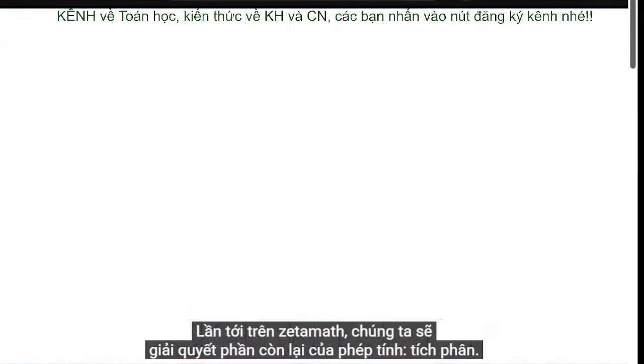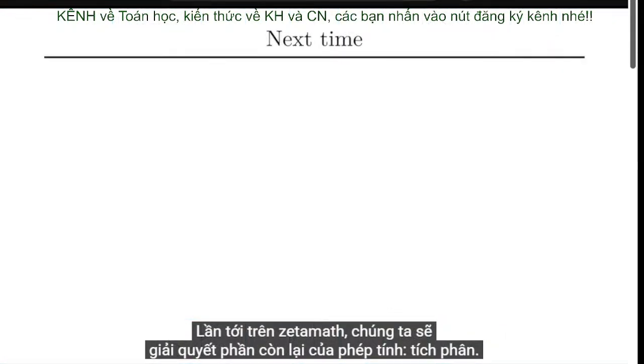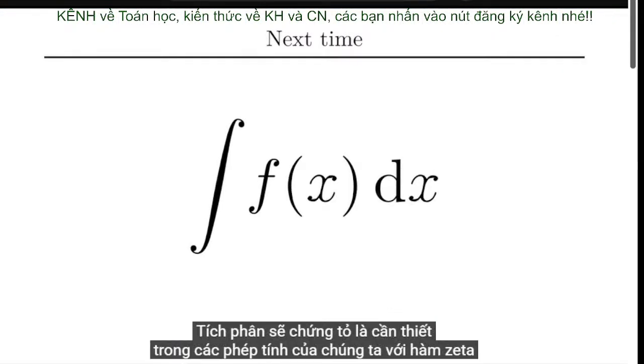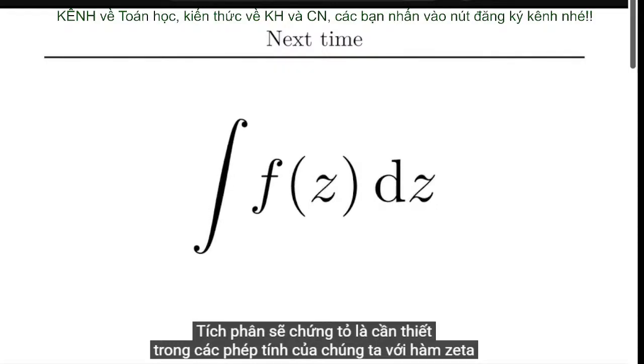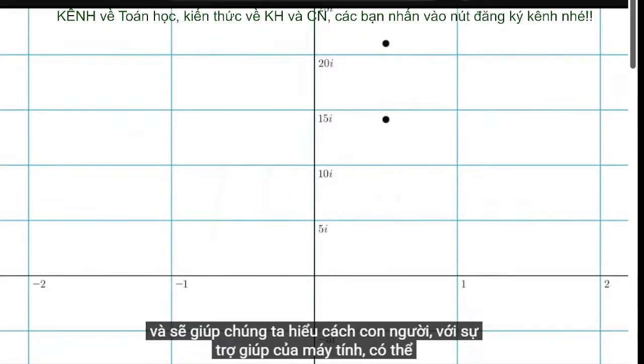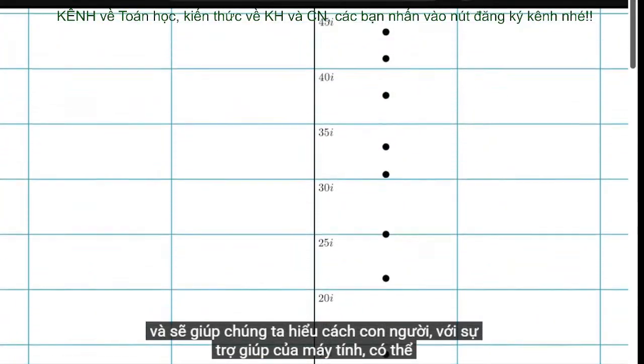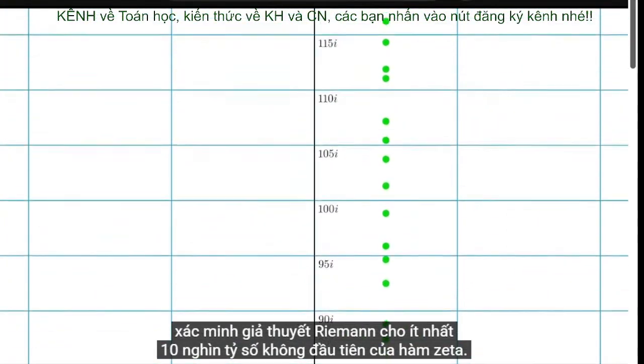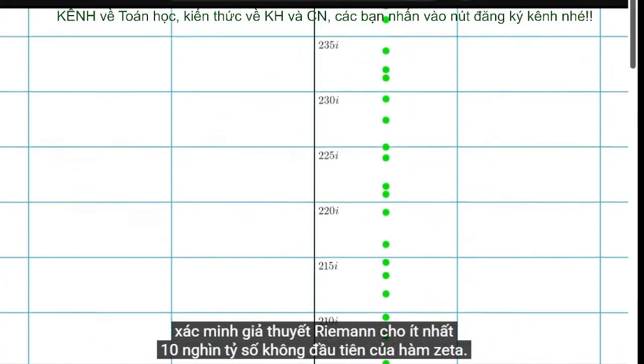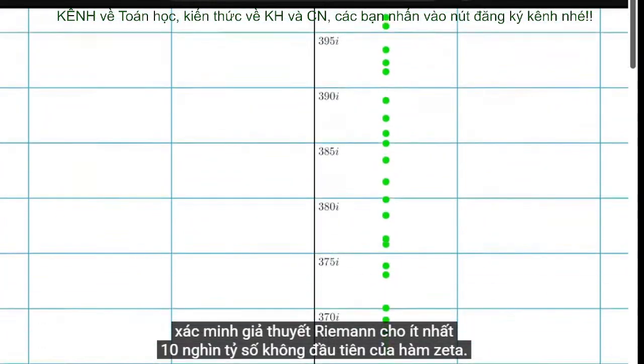Next time on Zeta Math, we'll tackle the other half of calculus, integrals. Integration will prove essential in our calculations with the zeta function, and will help us understand how, with the help of computers, humans have been able to verify the Riemann hypothesis for at least the first 10 trillion zeros of the zeta function.